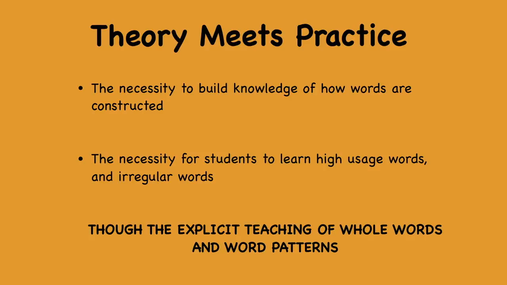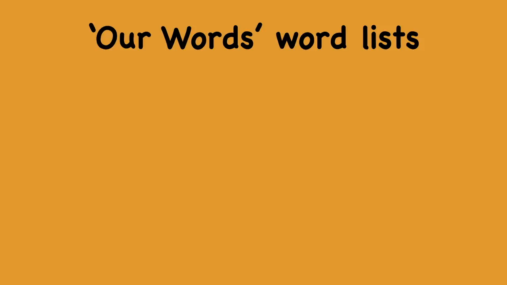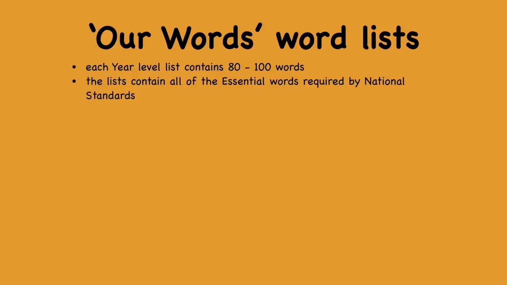So how do we put this theory into practice? Well, we know there's a necessity to build knowledge of how words are constructed. But we also know there's a necessity for students to learn high usage words and irregular words. And this is done through the explicit teaching of whole words and word patterns. Now, the whole words are taught through the list of our words. And the our words is a term that WordLab uses to include many of the words that children have to learn. Each year list contains 80 to 100 words. The lists contain all of the essential words required by the national standards.